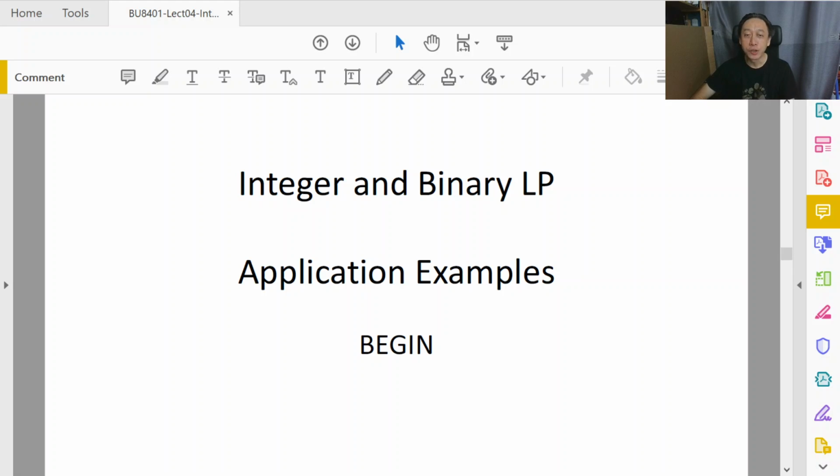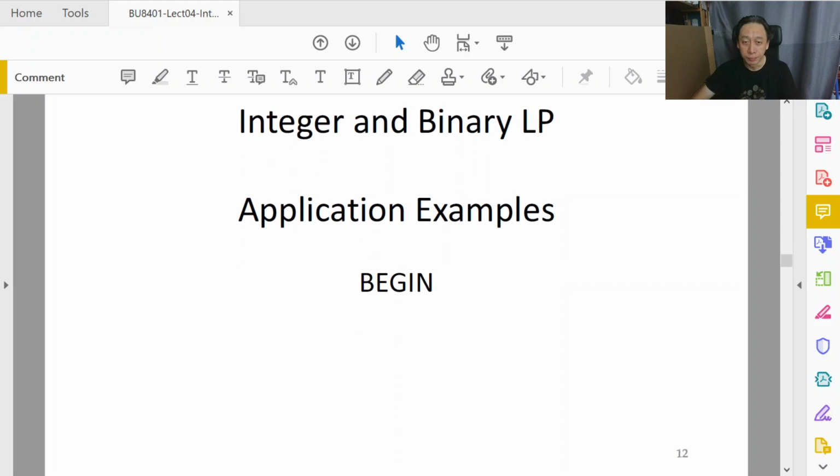Welcome back to Management Decision Tools. In this section, we will look at two examples of how we may convert or model a real-life situation involving assignment decisions into an integer and/or binary linear programming model.